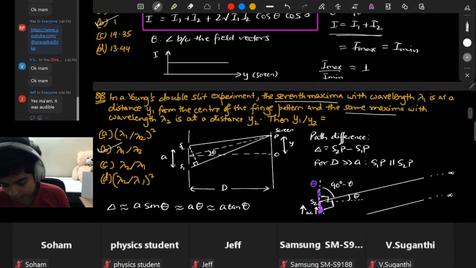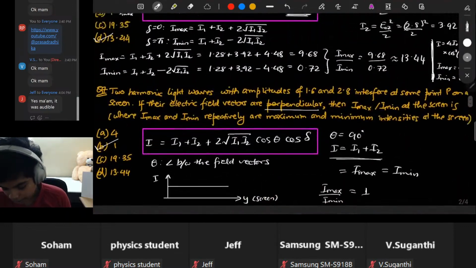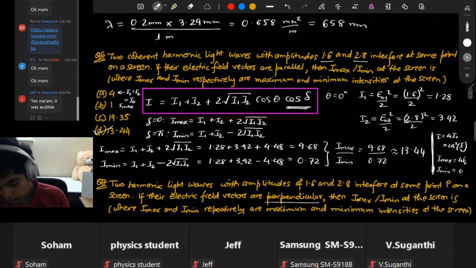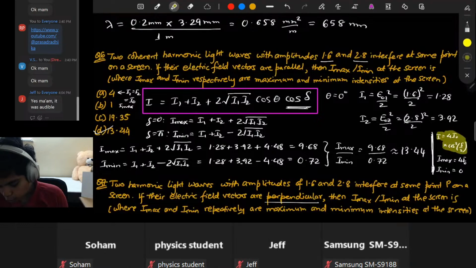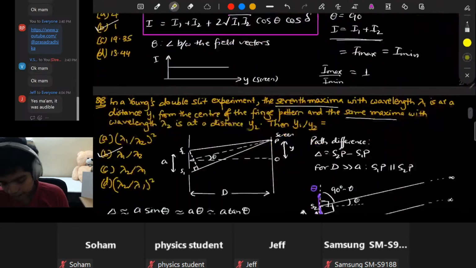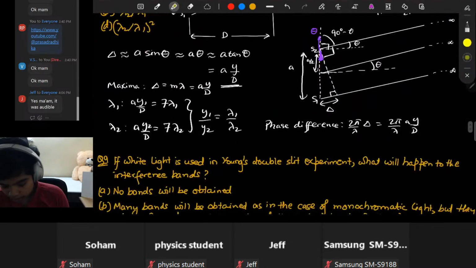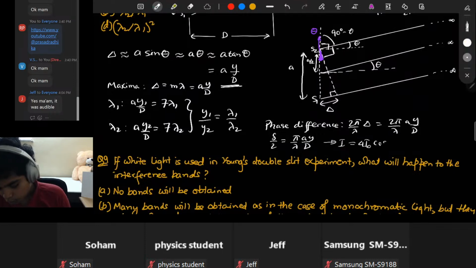And in the expression for interference, we can look at this expression: I is 4 I naught cos squared delta by 2, where I1 and I2 are equal. For that case, we will need delta over 2, which is pi over lambda A y by D. Okay, this is delta by 2. And then you get I is 4 I naught cos squared delta by 2.